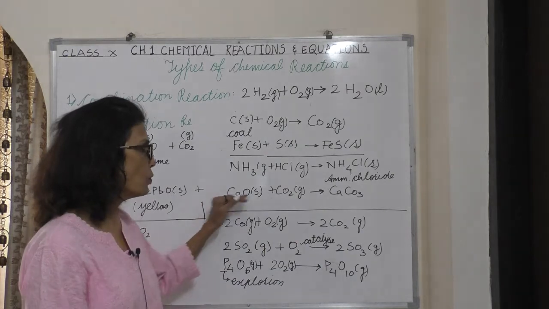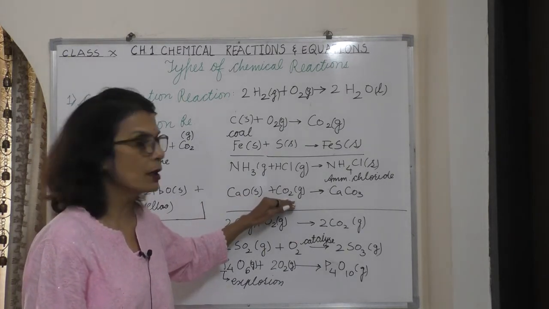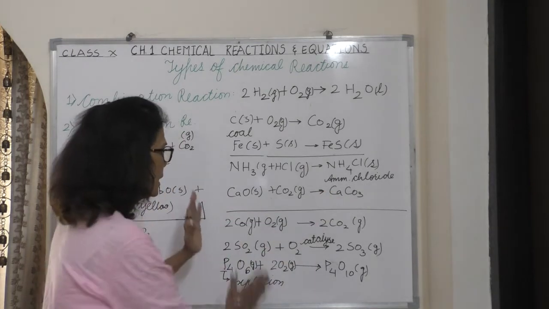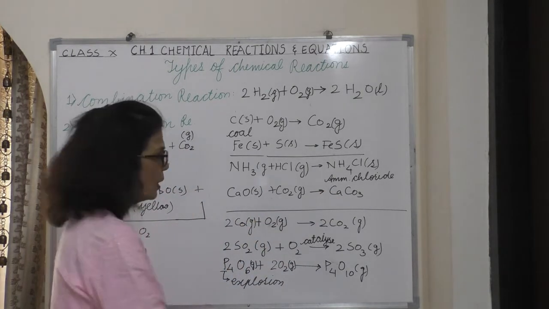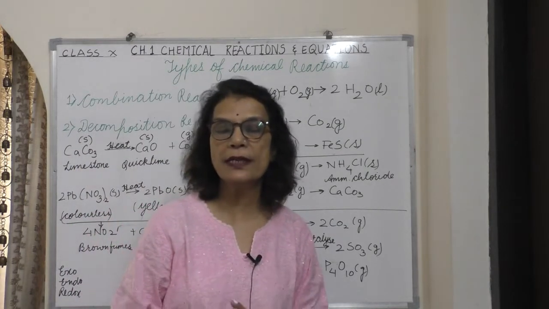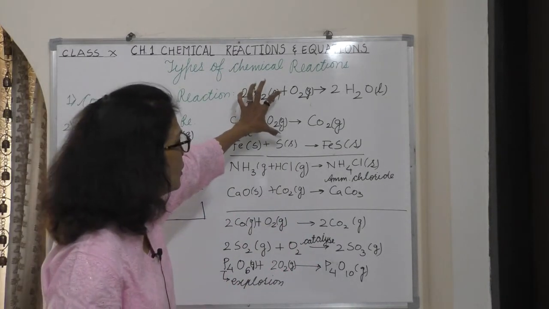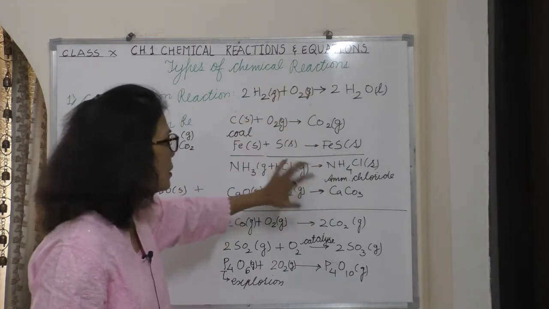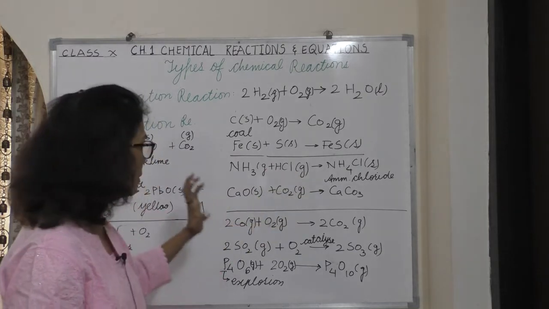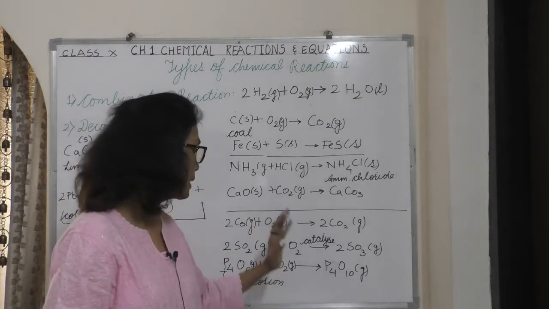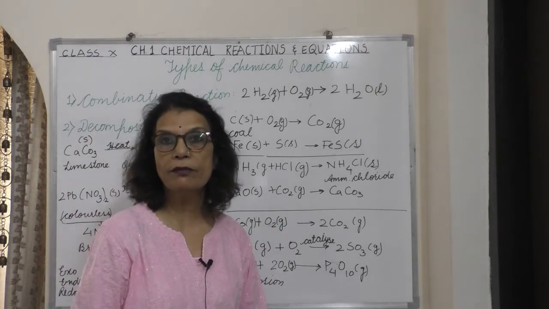Next one, CaO and CO2, both are compounds. The product we get is also a compound. Coming to the next, here CO is a compound but oxygen is an element. So you are getting a different example. Here an element or single substance is adding to a single substance. Here a compound is adding to a compound. Here a compound is adding to a single one, and you will get a different result.